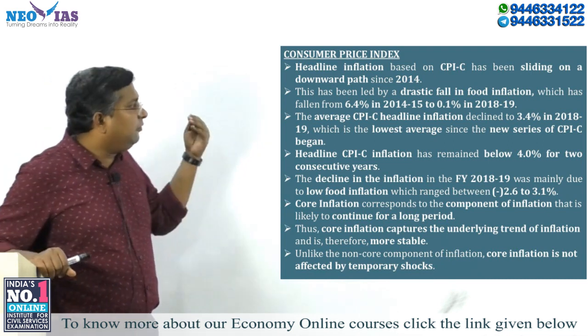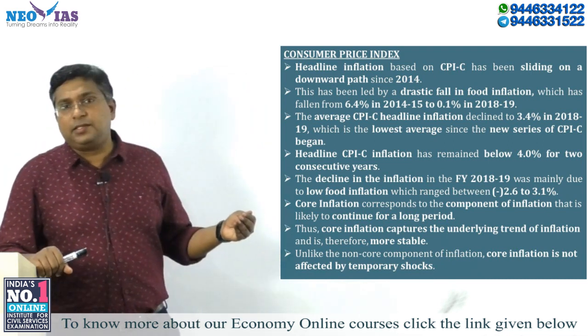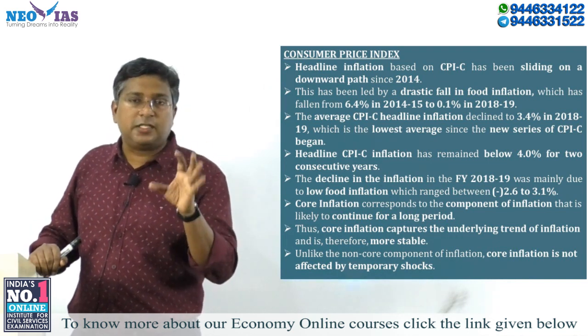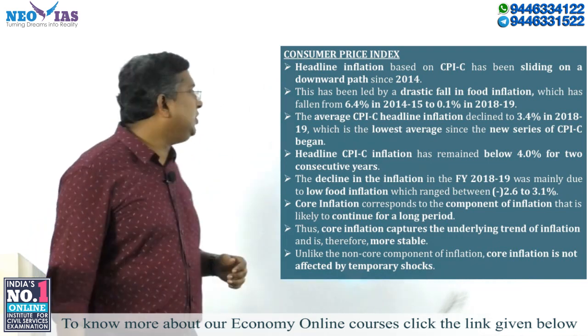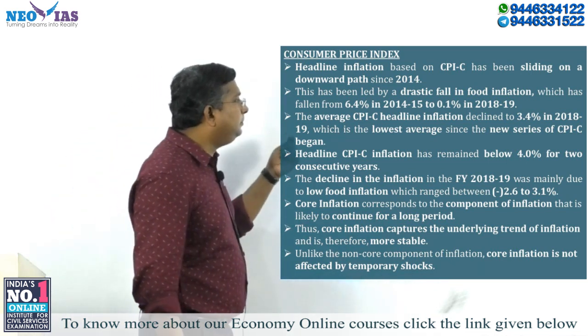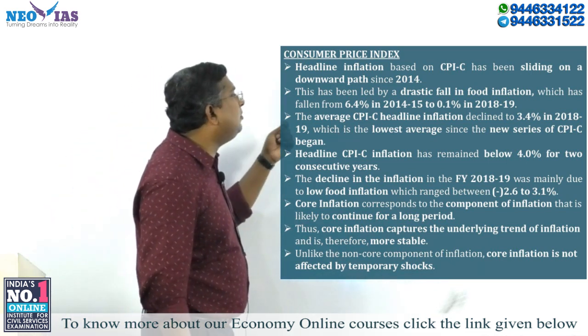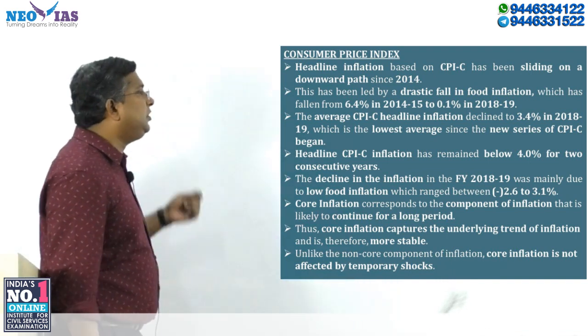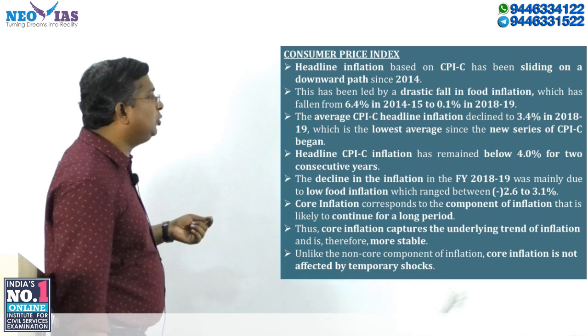So one of the reasons why the consumer price index has been in a steep decline till 2018-19 in the last 5 years is because of low food inflation. Okay, a drastic fall in food inflation. And the average consumer price index headline inflation declined to 3.4% in 2018-19.